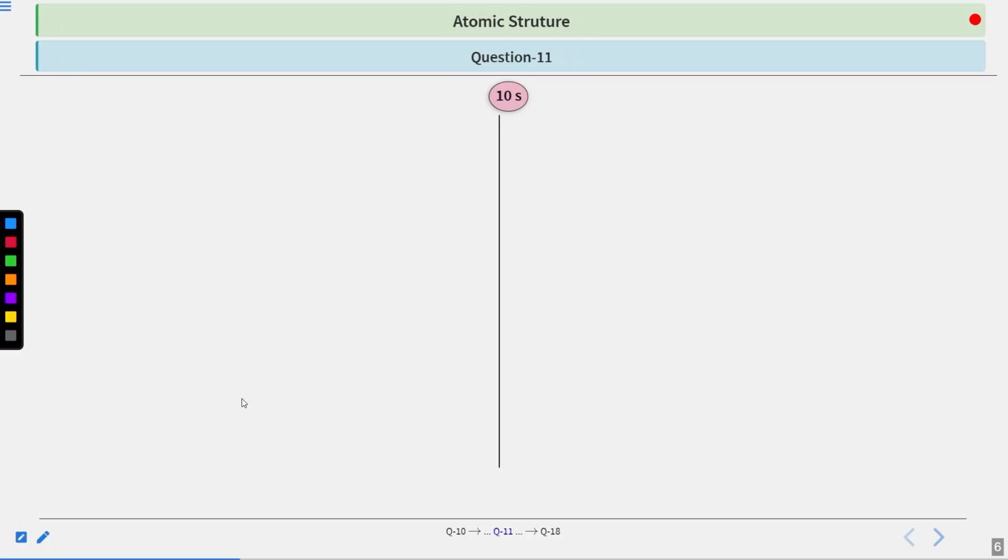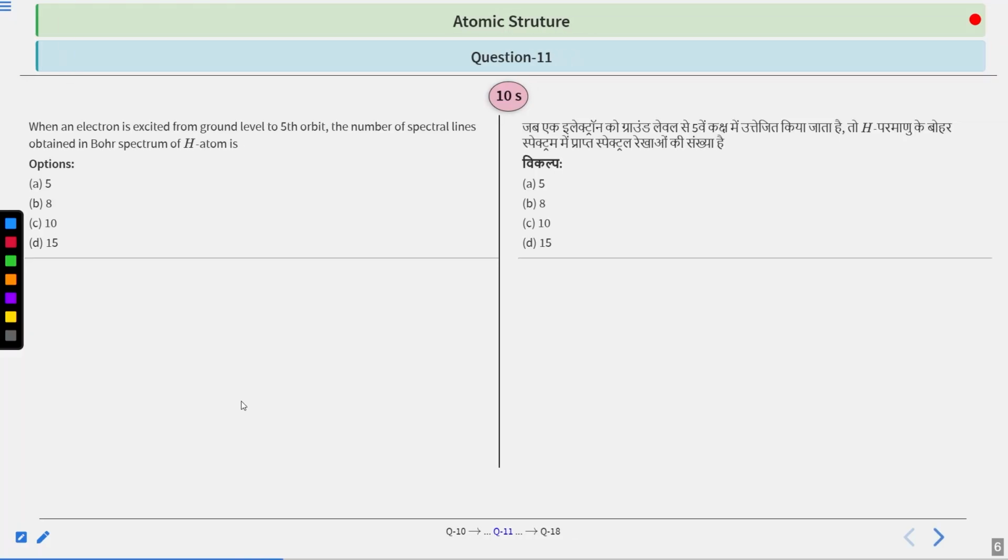Next question, question number 11. When an electron is excited from ground level to the fifth orbit, the number of spectral lines obtained in the Bohr spectrum of hydrogen atom is: the options are A 5, B 8, C 10, D 15. You have 10 seconds to solve this question. Your time starts now.